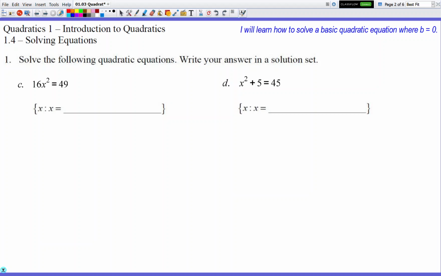Okay, so we're still solving for x. So in problem C, we have two things that are attached to the x. It's multiplied by 16 and the square. So which one do I get rid of first? Reverse PEMDAS. So I get rid of the 16.